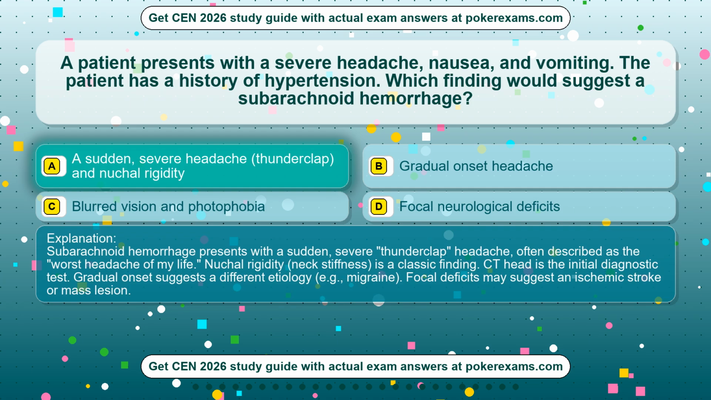Subarachnoid hemorrhage presents with a sudden, severe thunderclap headache, often described as the worst headache of my life. Nuchal rigidity, neck stiffness, is a classic finding. CT head is the initial diagnostic test. Gradual onset suggests a different etiology, e.g., migraine. Focal deficits may suggest an ischemic stroke or mass lesion.